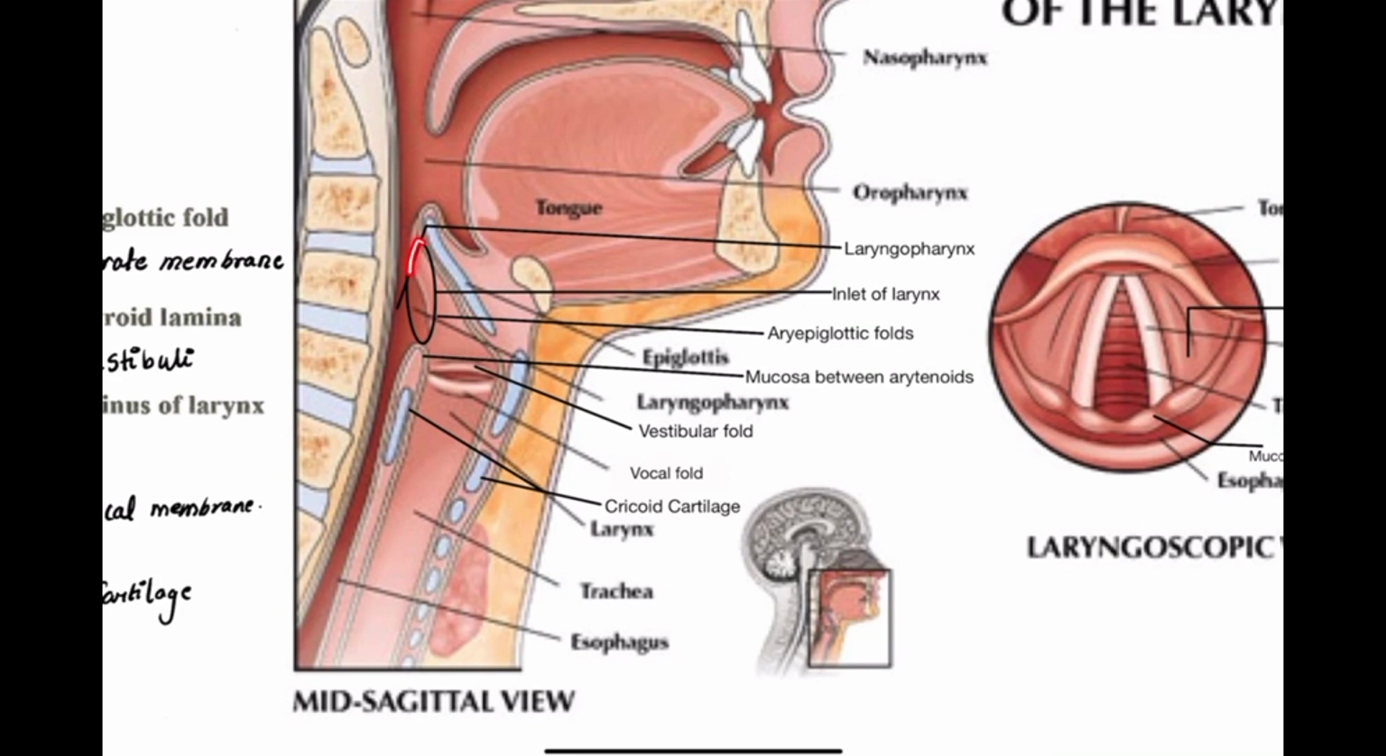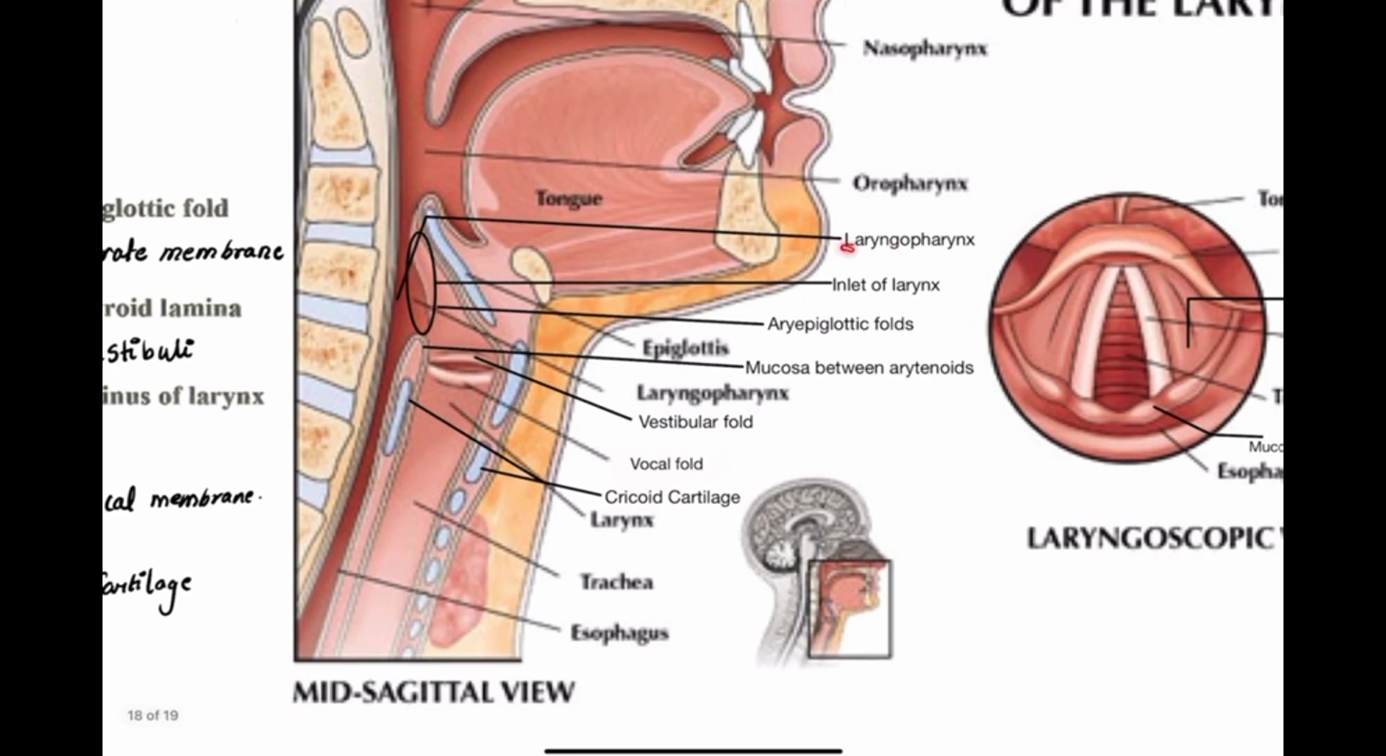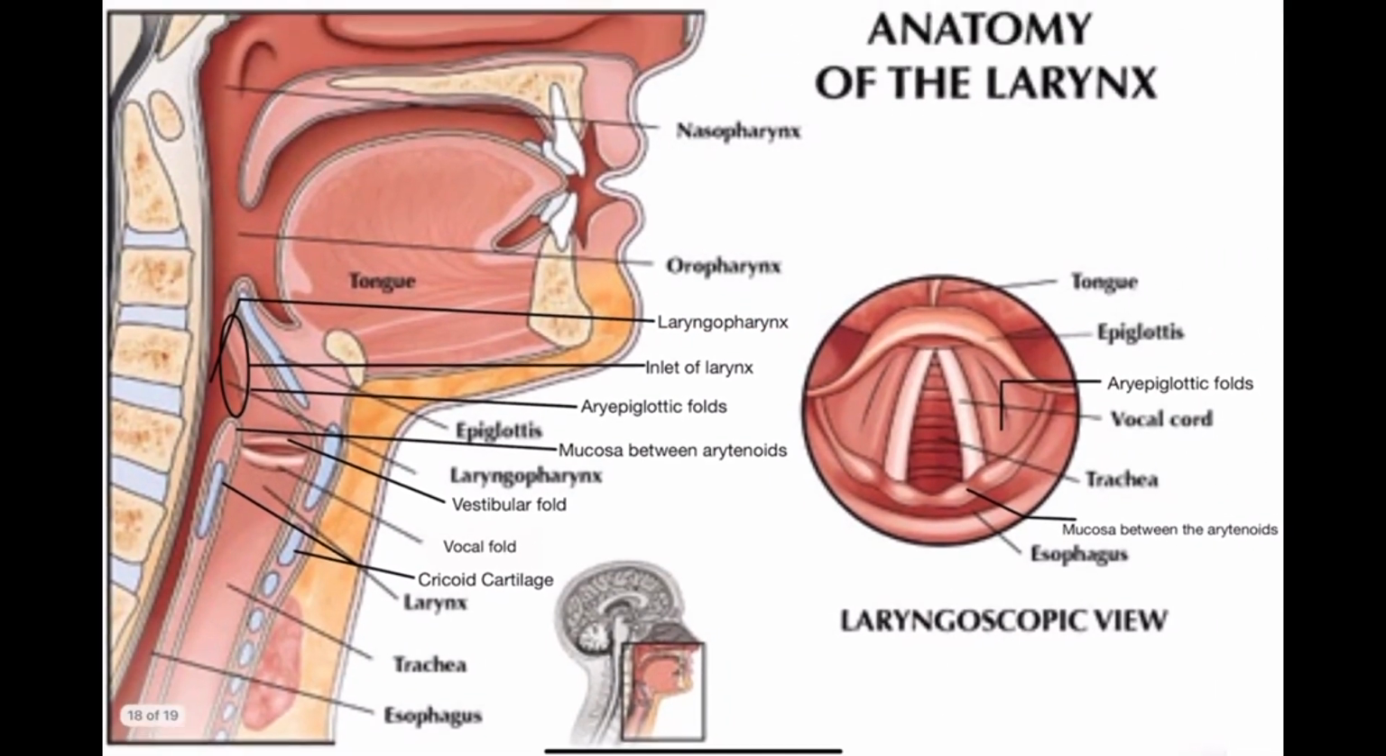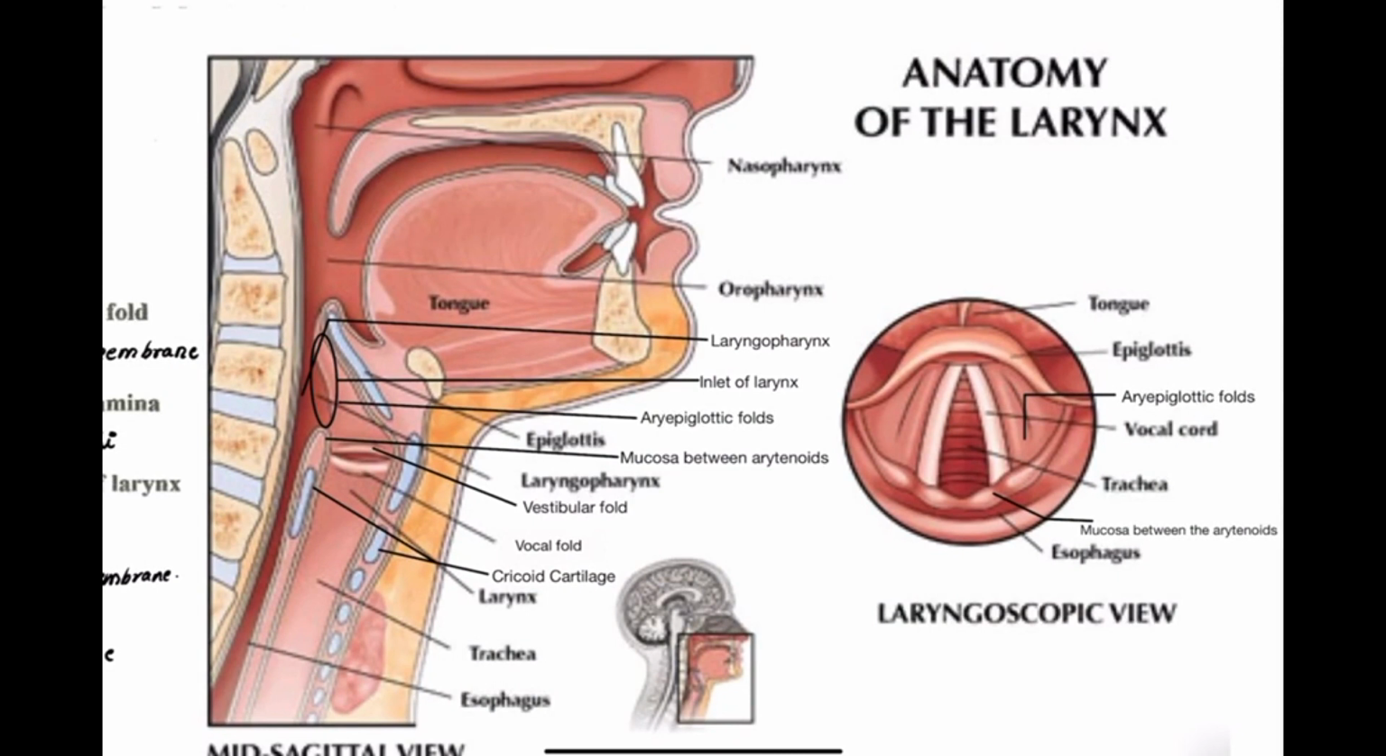Now, what is the inlet of the larynx? This part. It communicates the larynx with the laryngopharynx. Exactly. Now, we can see the boundaries of the inlet of the larynx in the laryngoscopic view. When you insert a laryngoscope, this is how we will see the boundaries of the inlet of the larynx.